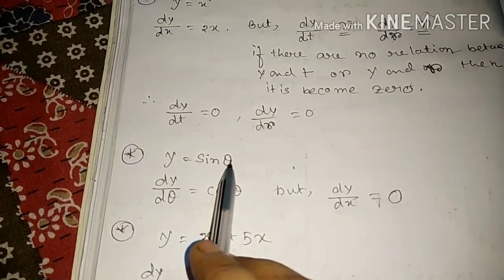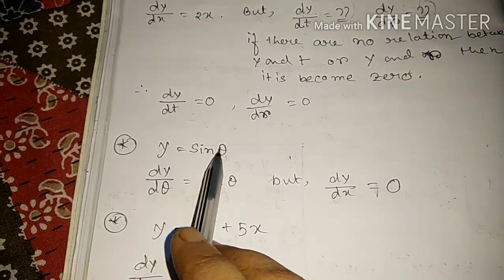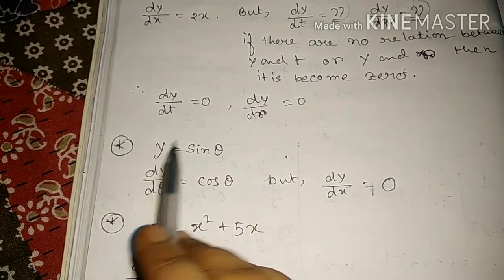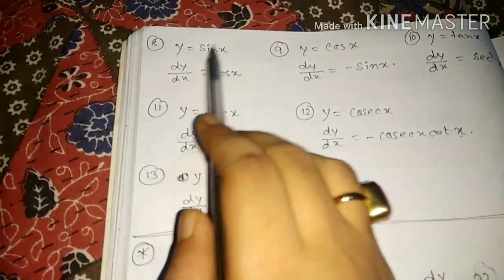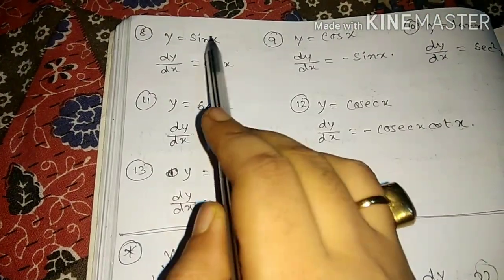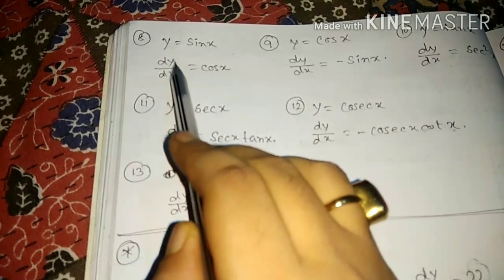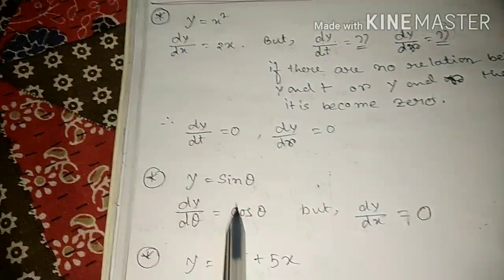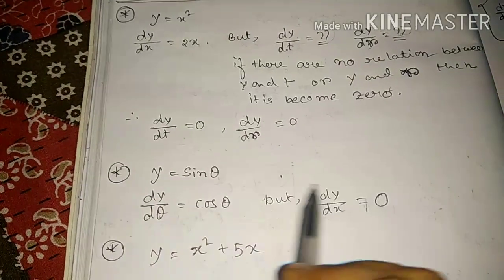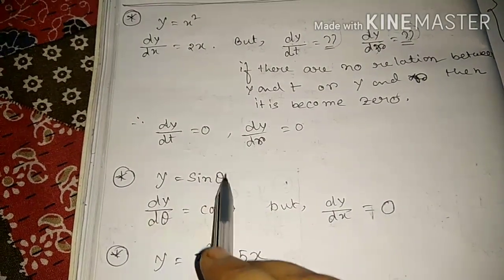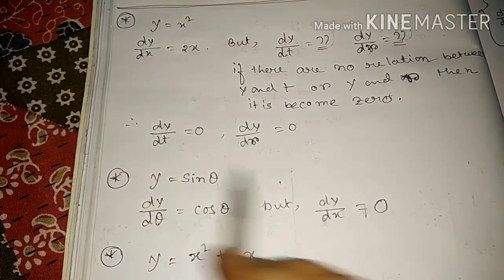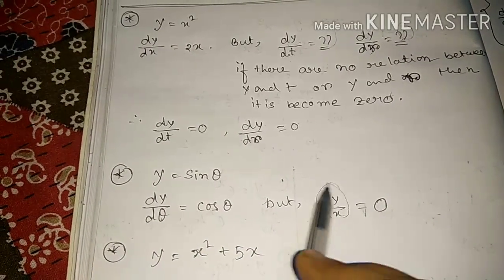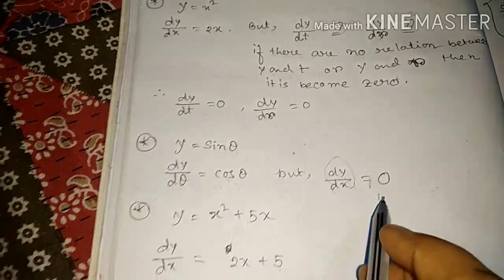One more example: y equals sine theta. If you find dy by d theta, there is a relation between y and theta. So what is the value? Y equals sine x gives dy by dx equals cos x. In place of x we write theta, so dy by d theta equals cos theta. But if the question asks for dy by dx, here no x term is there and no relation between y and x, so dy by dx equals 0.